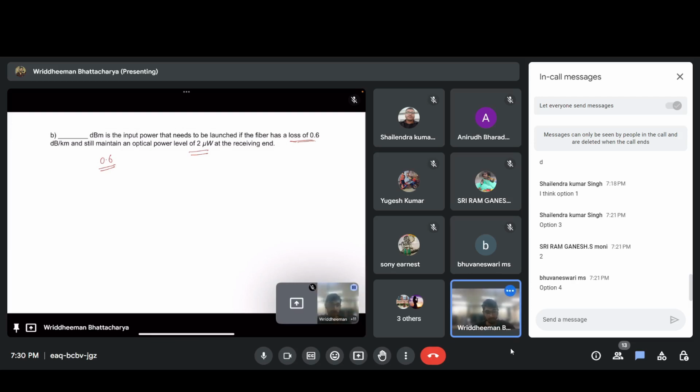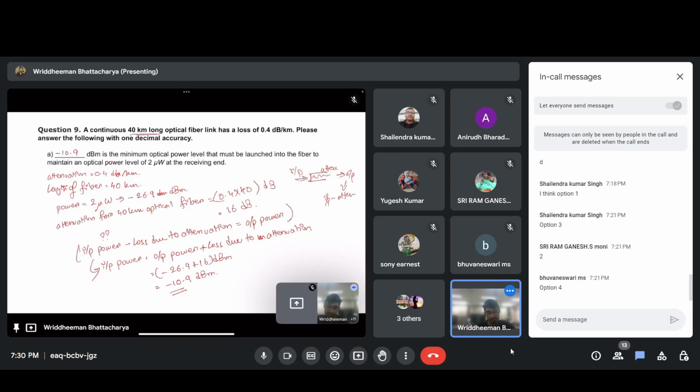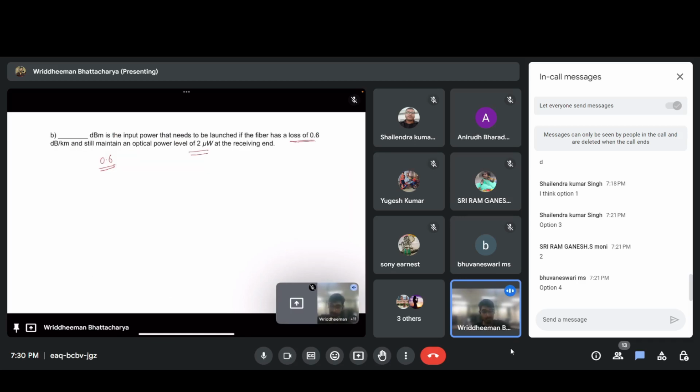Are you guys solving it? 0.6 is given here. The whole length of the fiber is 40 kilometers. Then what is the total attenuation? Can any of you tell what is the total attenuation in the chat box? Okay, the input power you're telling is minus 2.9, right? Okay, let's see, we will solve it.